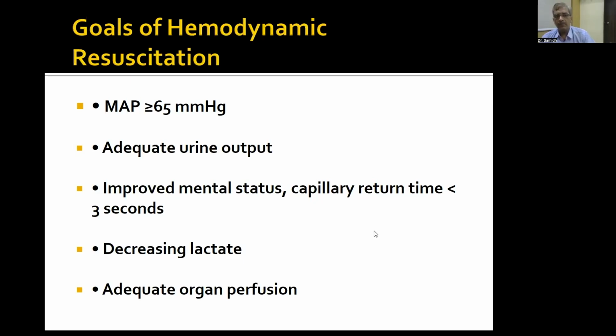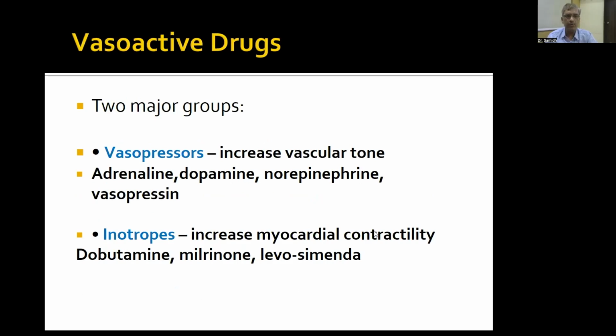Regarding mean arterial pressure, people have studied 60, 65, 70, 75 millimeters as a target. But the majority of studies suggest a MAP of 65 is more or less enough for tissue perfusion in the majority of patients. Vasoactive drugs are basically of 2 major groups. One is the vasopressors, which increase the vascular tone. The examples are adrenaline, dopamine, norepinephrine, and vasopressin. And inotropes are the ones which increase myocardial contractility, like dobutamine, milrinone, and levosimendan.